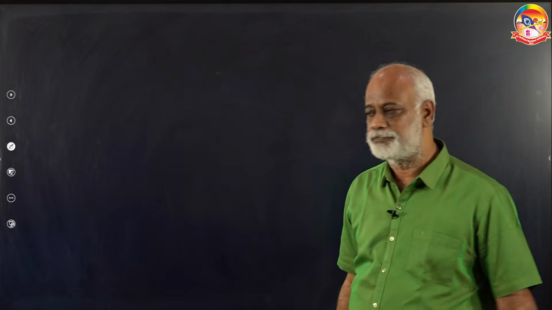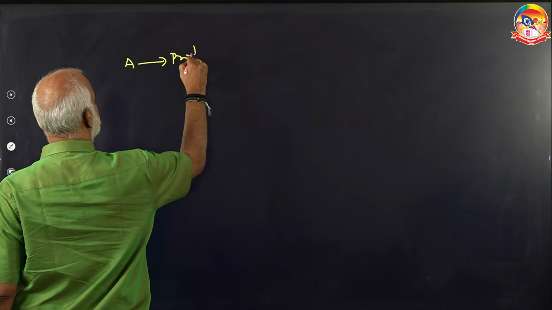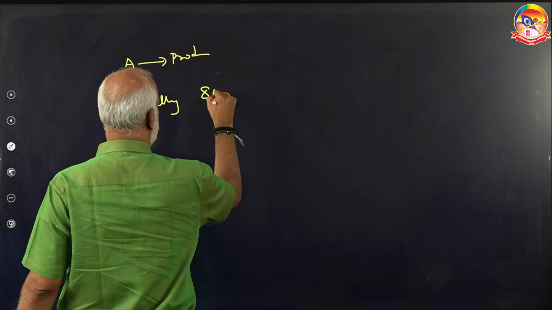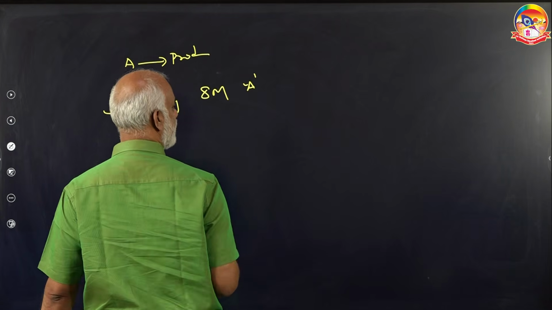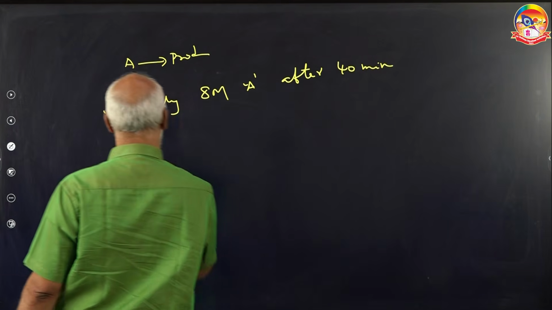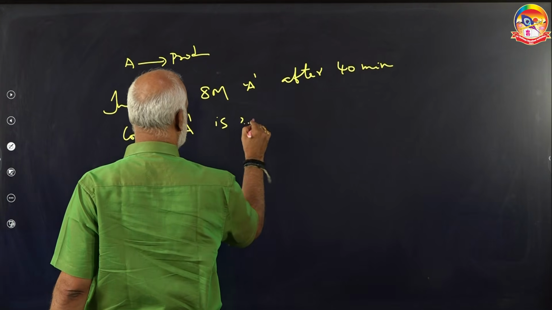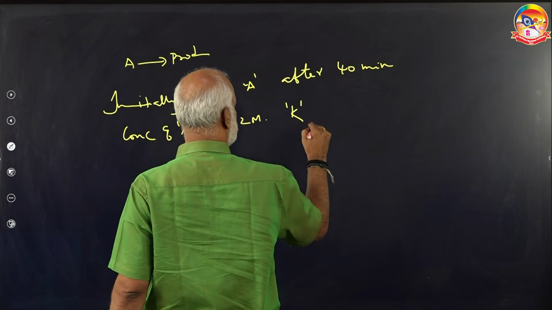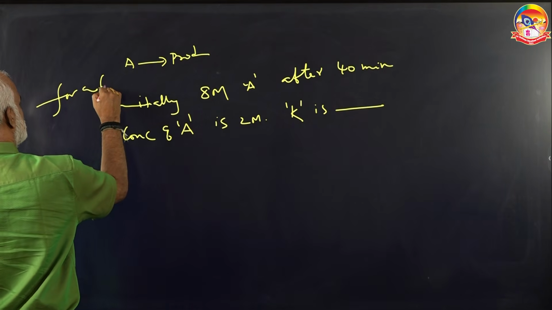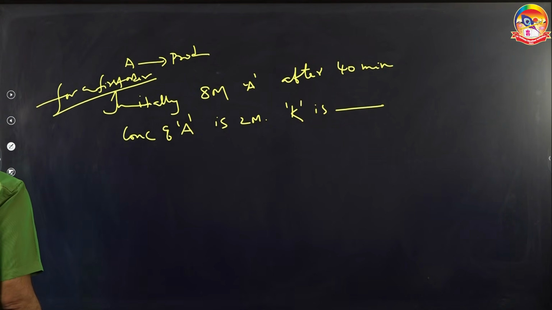Suppose someone is giving you A gives products. Initially I took 8 molar of A. After 40 minutes, concentration of A is 2 molar. K is dash for a first order reaction. Very good.